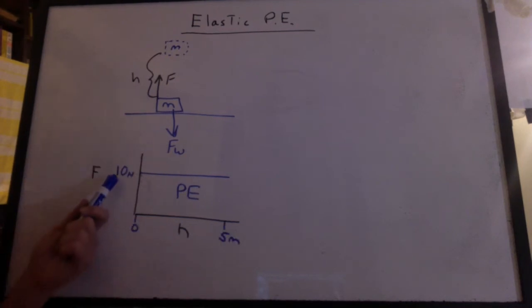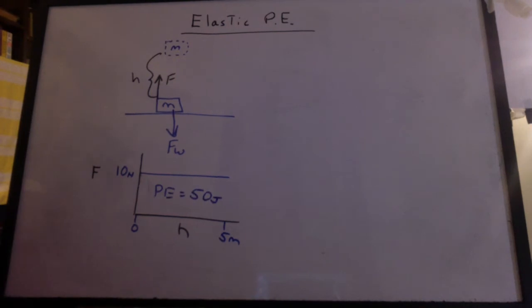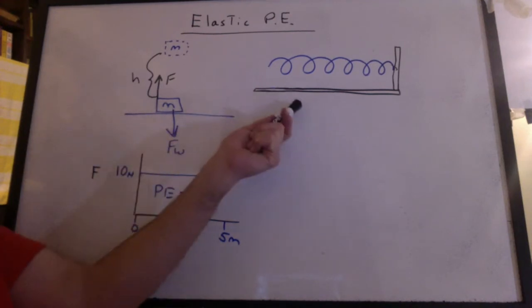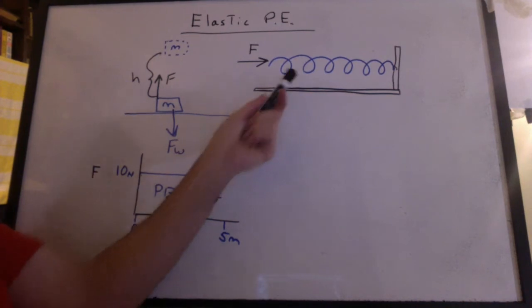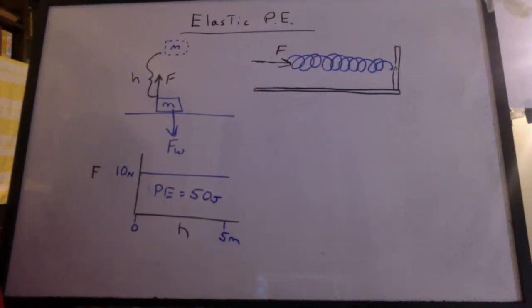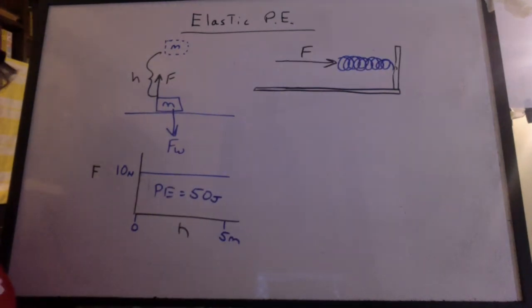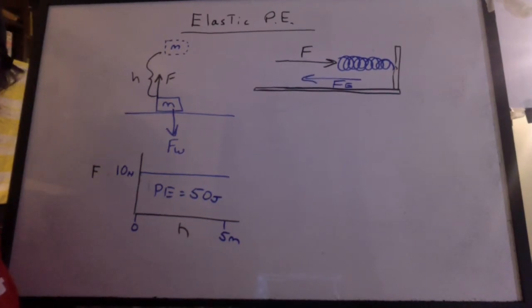Let's assume the object weighs 10 newtons and I raise it 5 meters. Gravity has stored 50 joules of energy. Well, let's compare this situation to compressing a spring. I have to apply a force to compress the spring. And as I compress it, the spring pushes back on me. As I compress the spring, I have to push harder and harder because the spring pushes back harder and harder.